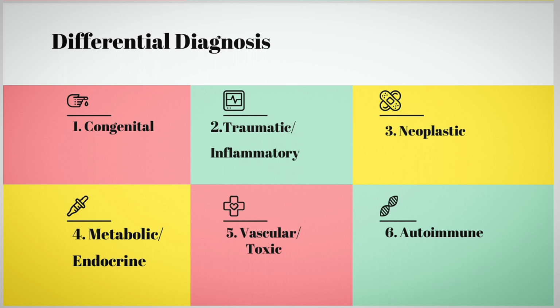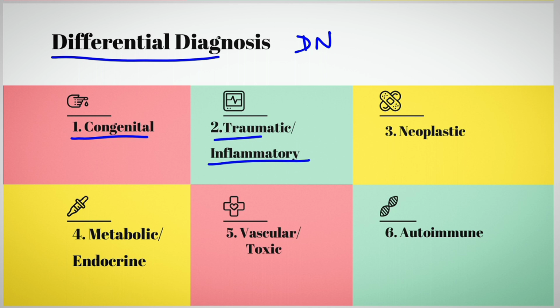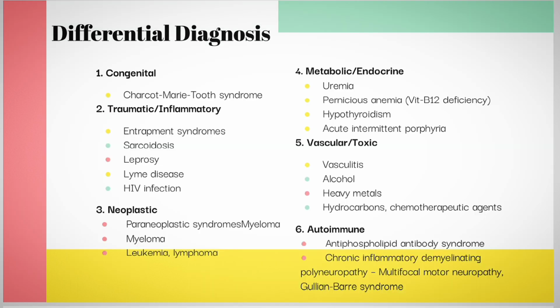For the differential diagnosis of diabetic neuropathy, we need to differentiate it from various other health conditions like congenital conditions, traumatic or inflammatory conditions, neoplastic conditions, metabolic and endocrine disorders, vascular or toxic events, or any autoimmune diseases. This is the list of health conditions, illnesses or diseases from which we need to differentially diagnose the diabetic neuropathic conditions.